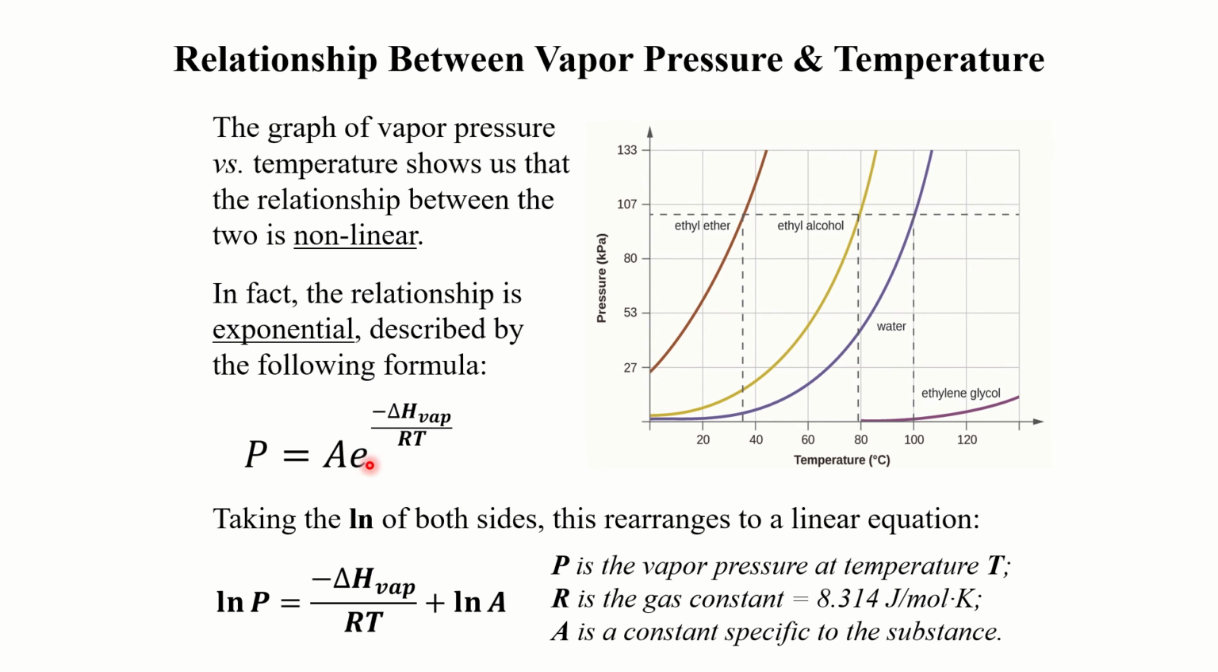The ln E disappeared, which is why you don't see E in this version, plus natural log of A. So again, P is the vapor pressure. This pressure is typically going to be in kilopascals, but it could be in atmospheres as well. T is temperature, in Kelvin. R is the ideal gas constant, which here is 8.314 joule per mole Kelvin. A is simply a constant specific to that substance, and delta H vaporization, we mentioned already, is the molar enthalpy of vaporization.